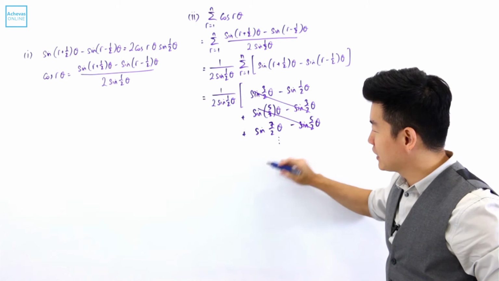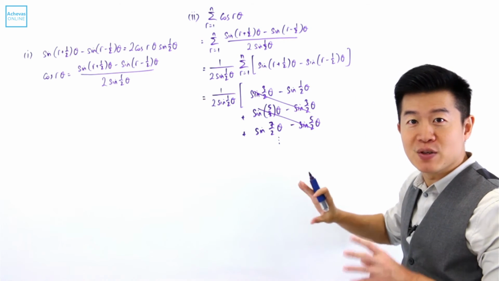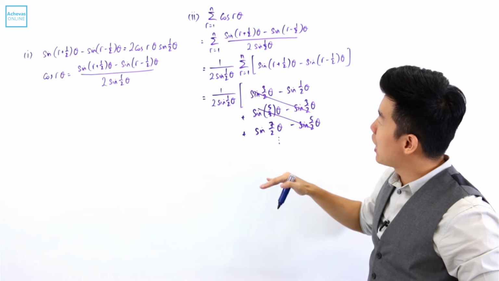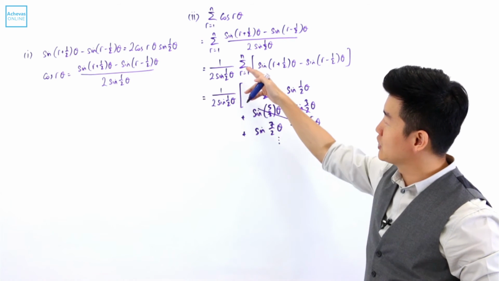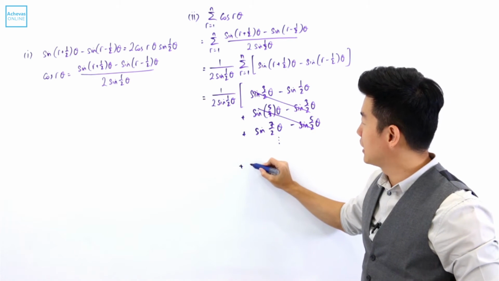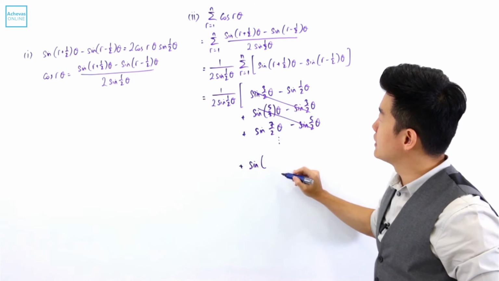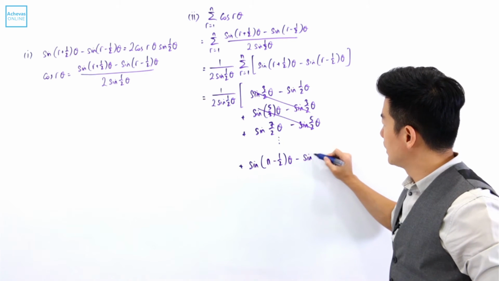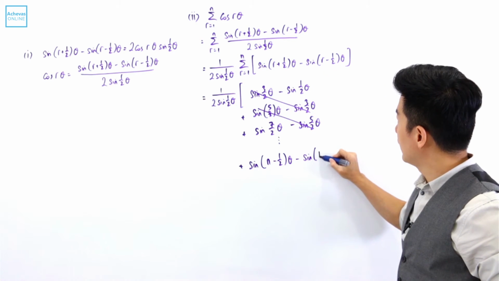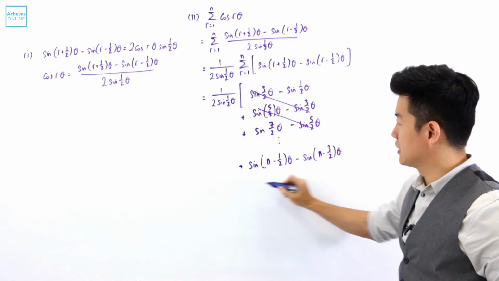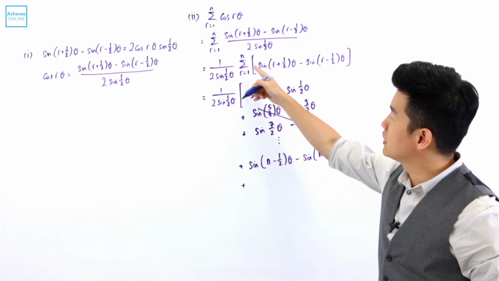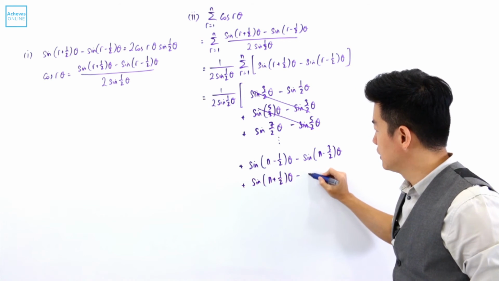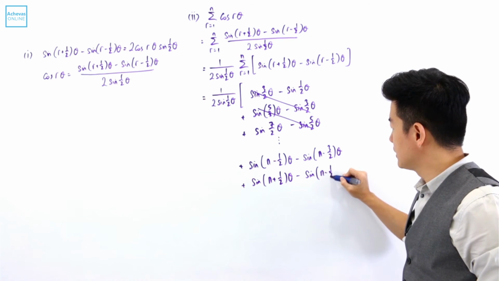What I'm going to do is write down 2 more rows all the way at the end to see whether this pattern of cancellation propagates all the way. So I'm going to let r be equal to the second last term, which is when r is equal to n minus 1. This is plus sine of n minus half theta minus sine of n minus 3 over 2 theta, plus when r is equal to n, this is sine of n plus half theta and sine of n minus half theta.